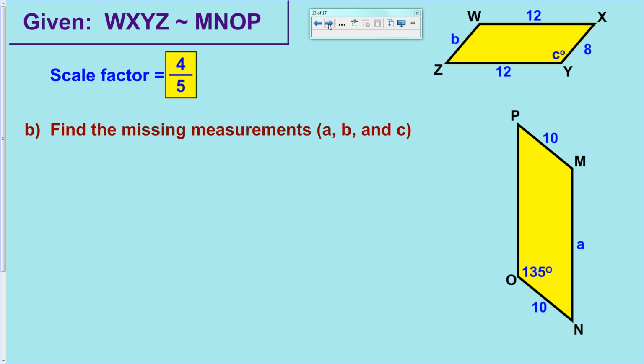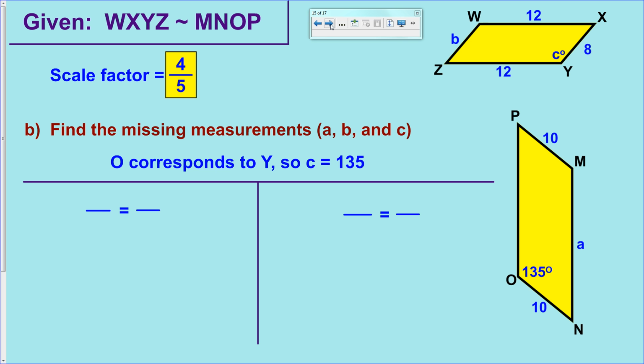Okay, so to find the missing information, A, B, and C, one of those things is a lot easier than the other two. You can see from the similarity statement that point Y corresponds to point O, and right here we have angle Y and angle O, and angle O is known and angle Y is not. So finding C is very easy, it's just 135 degrees. The others, however, A and B that is, you will have to set up a set of proportion equations.